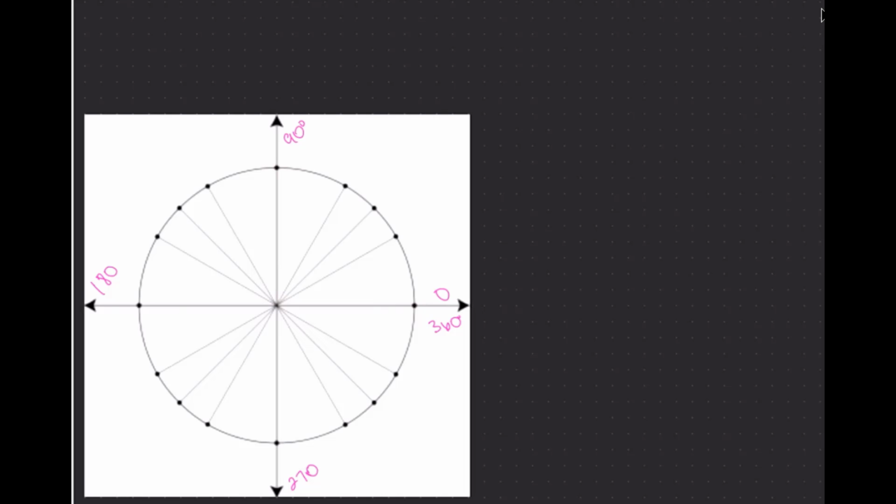Now we want to work on some of the other degrees. This point is halfway between 0 and 90. So how many degrees do you think that is going to be? 45. Look at you go. I'm not exactly sure where I want to write all of these, but we're just going to write it over here. 45 degrees.